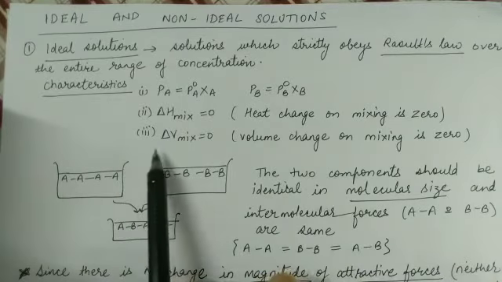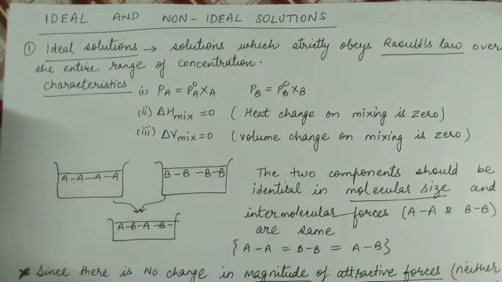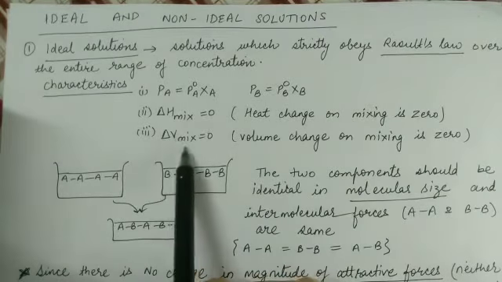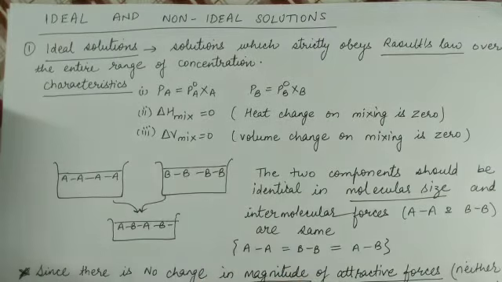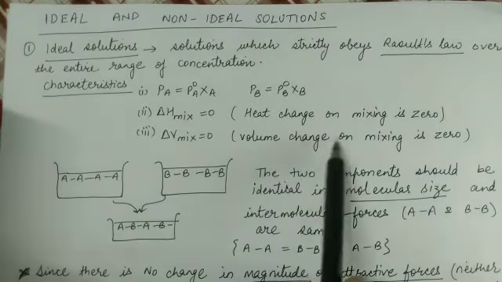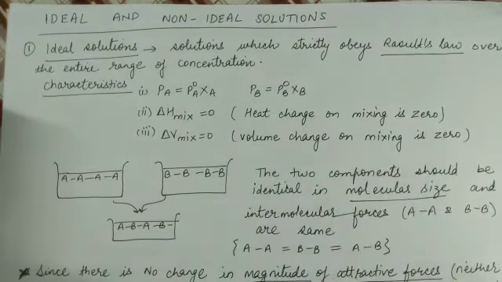The third is delta V mixing is 0. Delta V mixing means volume change on mixing. So volume change on mixing is 0. Now what does it mean? It means that when such solutions are mixed, the volume of solution is equal to the sum of volume of the two components. No change in the volume is there.